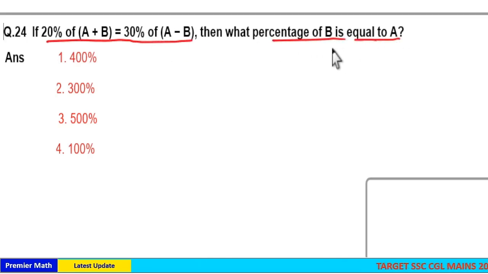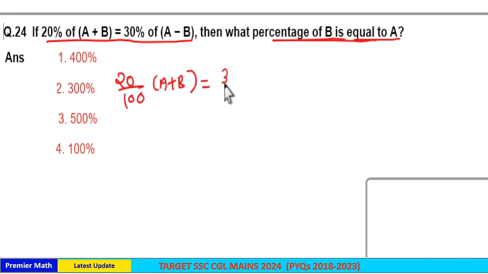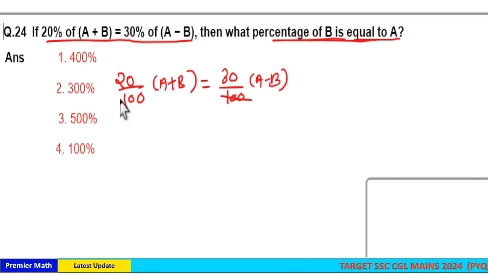If 20% of A plus B is 30% of A minus B, then what percentage of B is equal to A? What percentage of B equal to A means B should be in the denominator when you convert it into percentage, and write A in terms of B. Here, 20% of A plus B is equal to 30% of A minus B.